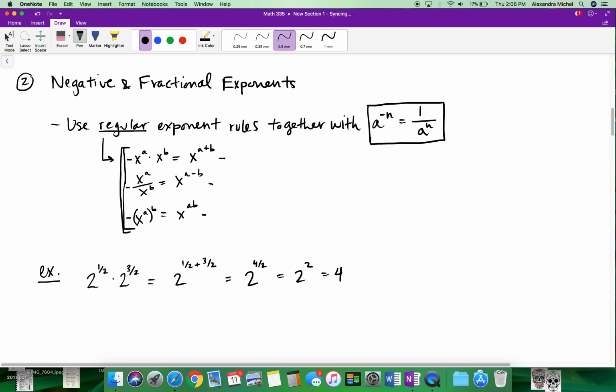Right, so this is how we apply one of these exponent rules. We just don't get freaked out at the fractional exponents and just treat them like regular numbers because they are, and we're just going to add them if the rule says to add them, and not worry too much about them. Here it ends up being a whole numbered power of 2, and we just have 4 as our answer.